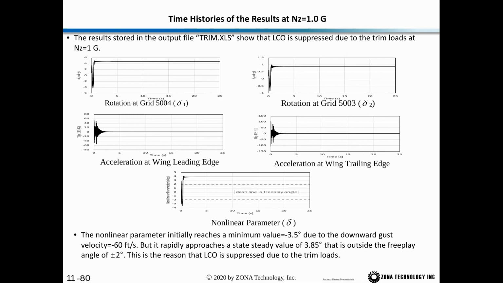So the nonlinear parameter initially reaches a minimum value of minus 3.5 degrees due to the downward gust, but it rapidly approaches a steady state value of 3.85 degrees, which is outside the free play angle of plus or minus 2 degrees. So this is the reason that the LCO is suppressed due to the trim loads.